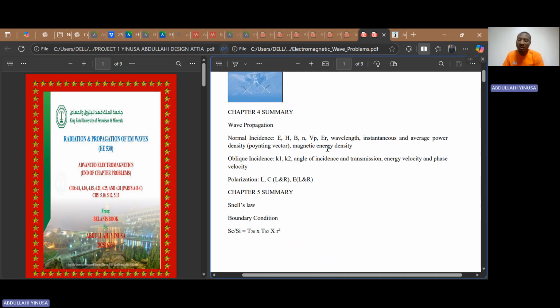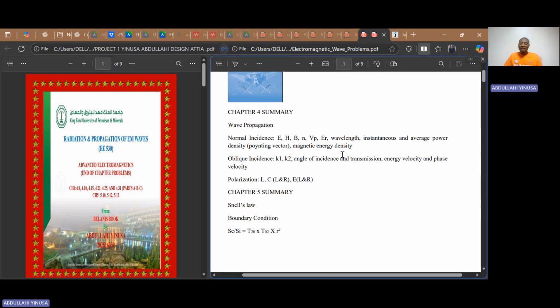Some of the questions ask us to find the instantaneous and the average power density. When we want to consider the instantaneous power density, the e raised to the power j omega t is going to be introduced into our calculation. The average power density is 1 over 2 of the product of the electric and magnetic fields, E and H. So half E times H conjugate is the average power density, and it is otherwise known as the Poynting vector.